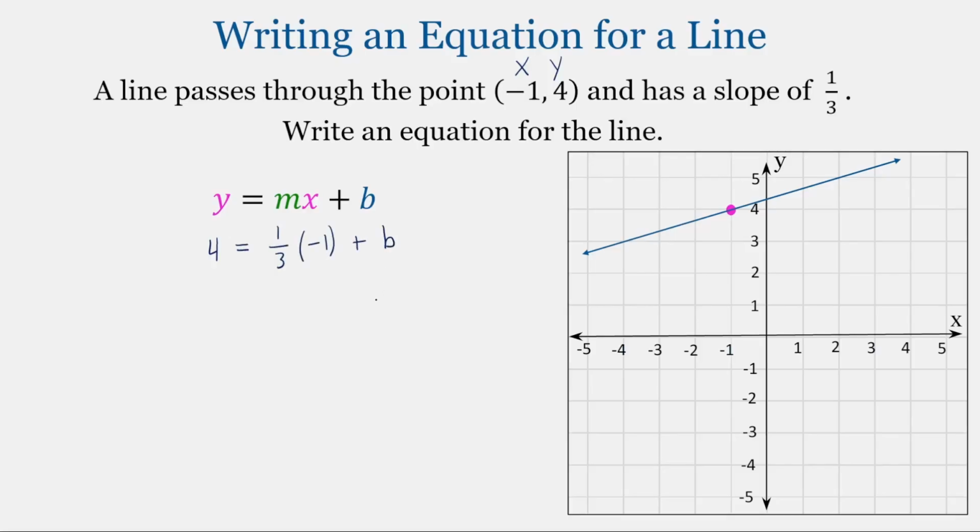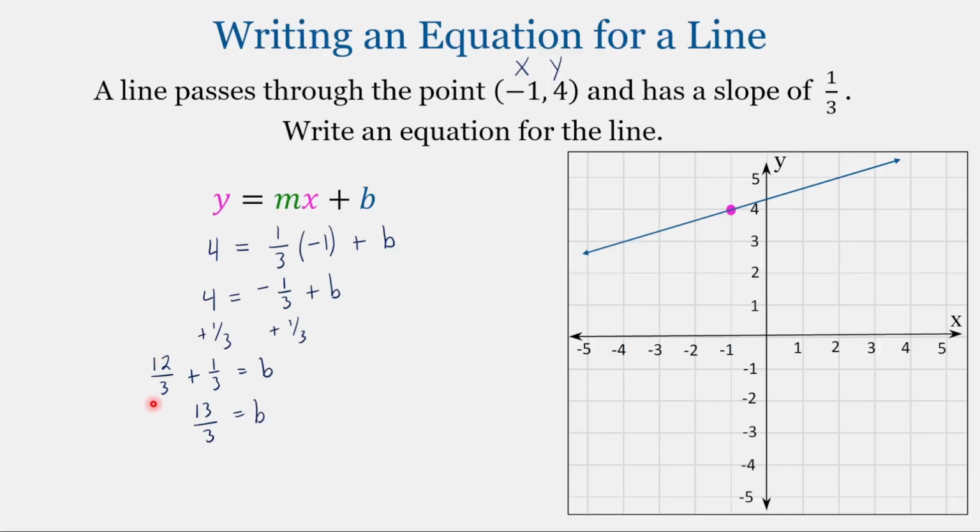And now we're going to find that y-intercept. So this is 4 equal to -1/3 plus b. We'll add 1/3 to both sides. So we're going to be adding 4 plus 1/3. So again, we'll find that common denominator. This is 12/3 plus 1/3 equal to b. We end up with b equal to 13/3.